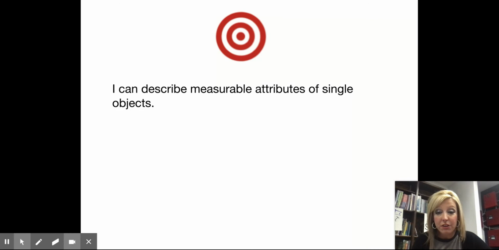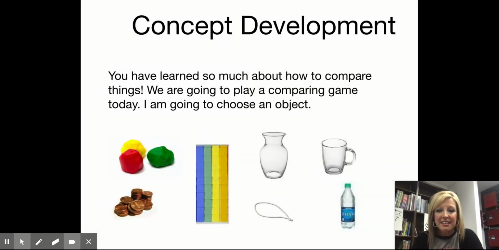Our objective or goal today is I can describe measurable attributes of a single object. So basically, we're going to talk about how we can measure certain things. You've learned so much about how to compare things. We are going to play a comparing game today. I'm going to choose an object or two.